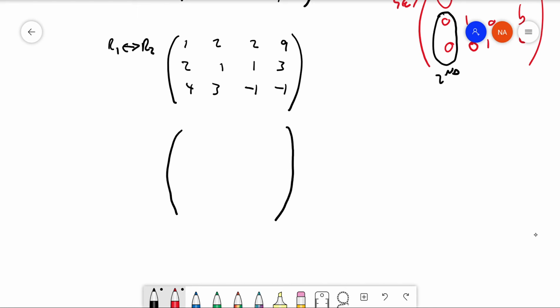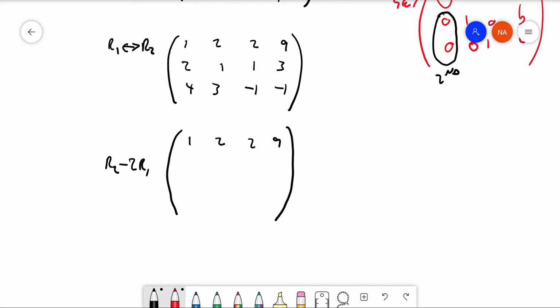I'm not going to be doing anything to the top row. 1, 2, 2, 9. The second row, I'm going to do row 2 minus 2 lots of row 1. You have to do things involving the rows. You can't just take away 2 or take away 1 or stuff like that, you can't just take away numbers, but you can take away bits or variations on the rows around you.